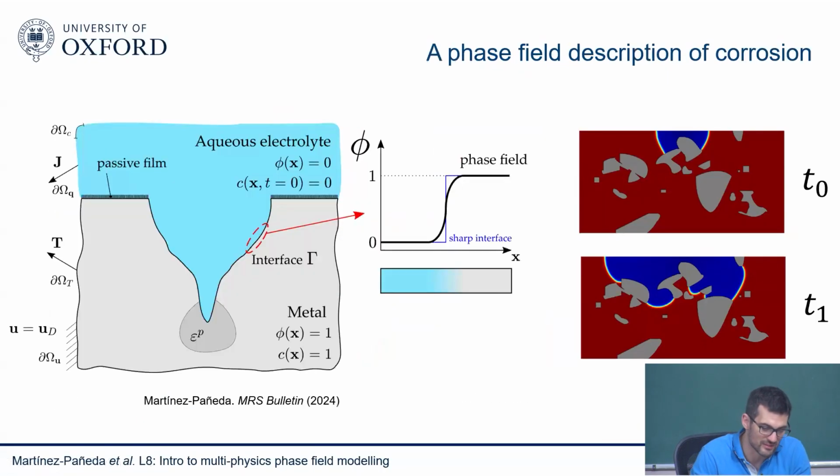And then the idea is, as you see here, you have basically now the two variables that I mentioned before. So you have the concentration of metal ions, which is 1 in the metal, and then it starts going towards 0. And then you have the corrosion front, which is described by the phase field, which takes a value of 0, in this case in the aqueous electrolyte, so in the seawater, and 1 in the metal.